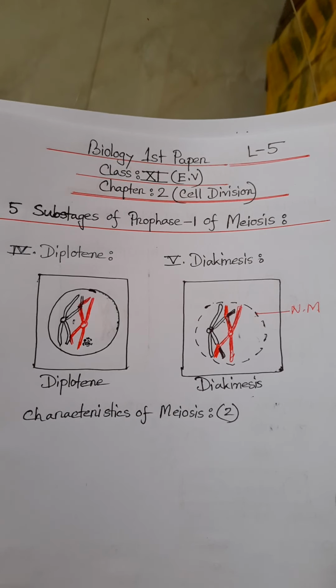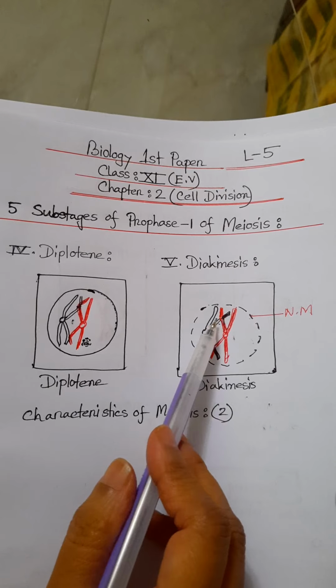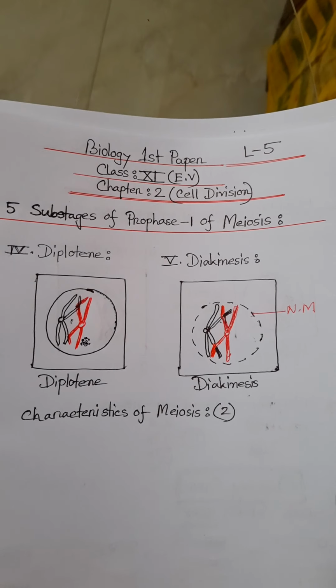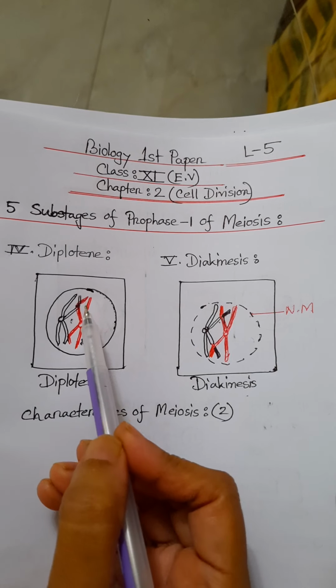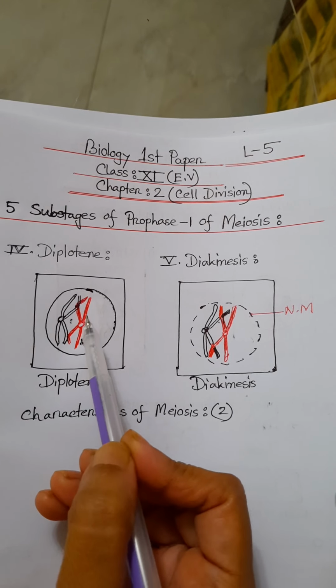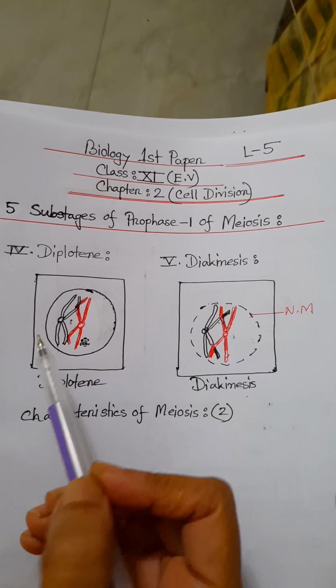Number 3, exchange of genes takes place between the non-sister chromatids of homologous chromosomes by chiasmata formation, and that is known as crossing over. It happens between 2 chromatids of homologous chromosomes that are non-sister chromatids. 2 black chromatids are known as sister, 2 red chromatids are known as sister, but 1 red and 1 black are known as non-sister chromatids.